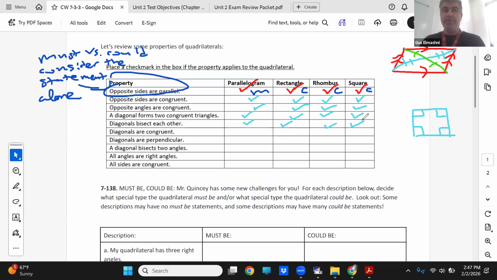Now, are the diagonals congruent? Which ones would that apply to? Yes, good. And what else? That's it. It will not apply to a rhombus, though. A rhombus is like a diamond. You can see here, that is a shorter diagonal. That is a bigger diagonal. So how about diagonals being perpendicular? Sure looks like it in a square. It sure looks like it in a rhombus. But a rectangle? Nah.